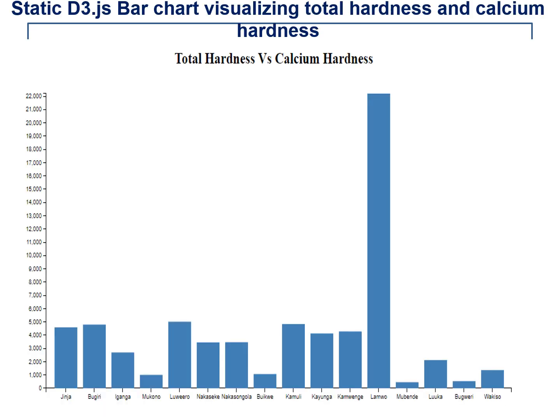Now the first visualization is the static D3 bar chart, which gives us the visualization of the total hardness and the calcium hardness. Here you will see that Kamuli has the highest total hardness, and also the calcium hardness, followed by these other districts of Bujiri, Bujinja, Luwero. This visualization is giving us the totals per district, not per village, as you can see at the bottom here.